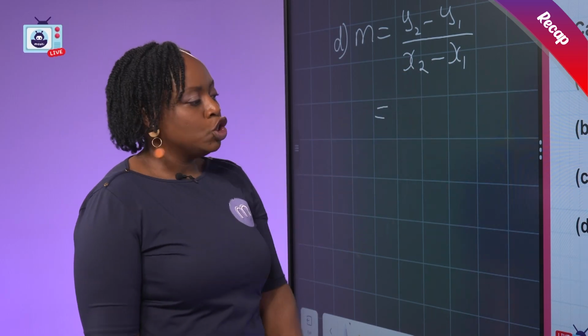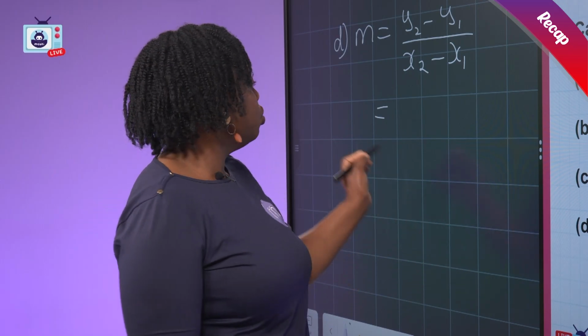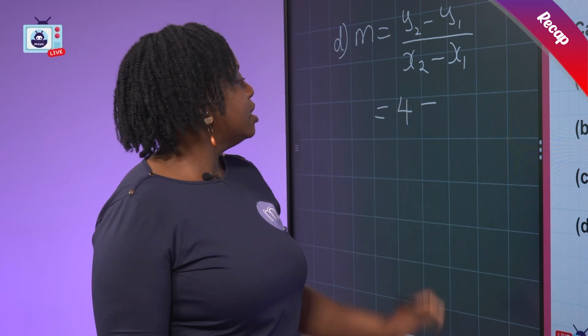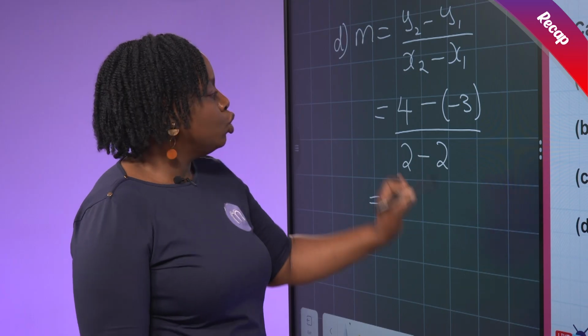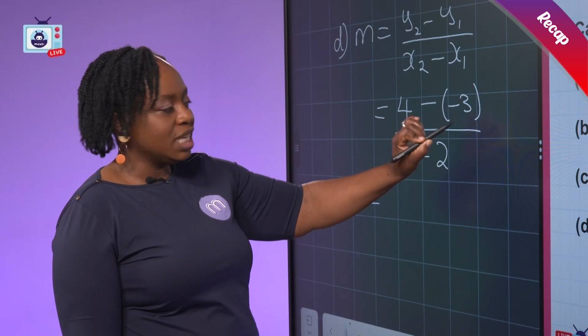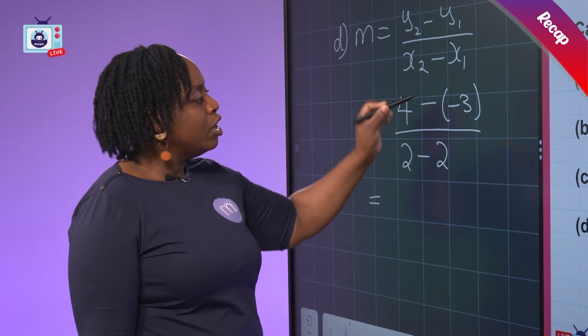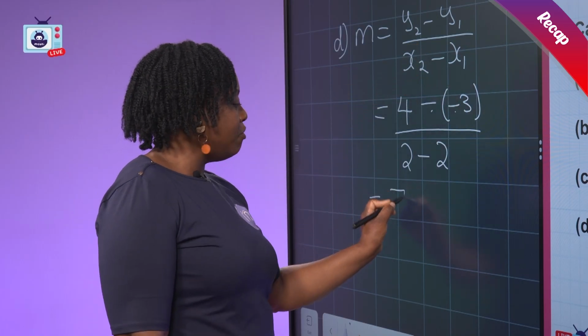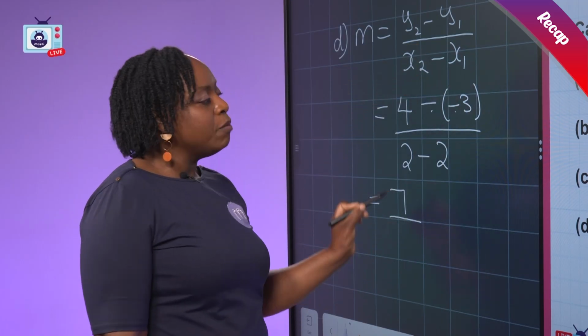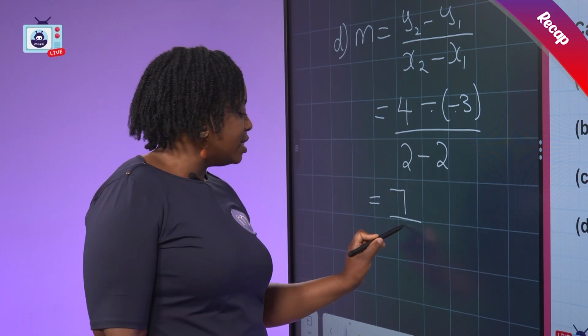Right, so let's substitute. What is our y2? Y2 is 4. We subtract a minus 3, just like that. Then we divide all of it by our x2, which is 2, and then we minus our x1, which is also 2. So let's see what we get. That is going to be 4 minus negative 3, which means we have a negative times a negative, which will give us a positive, and that means we add them and we get 7. So that is going to be 7 divided by 2 minus 2, which gives us 0.